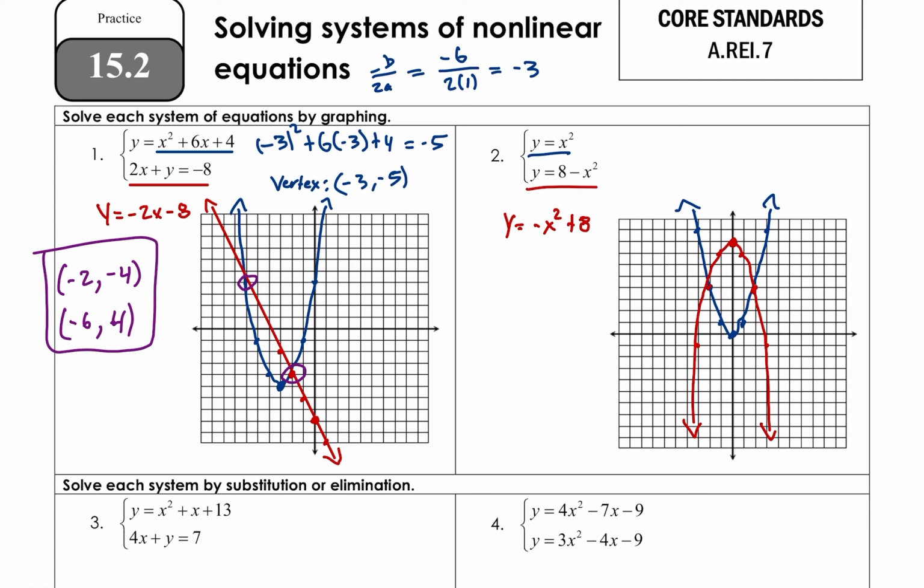Okay, so where do they overlap? They overlap right here and right here. So my solutions to this would be negative 2, 4, and 2, 4. And that would be my solutions there.